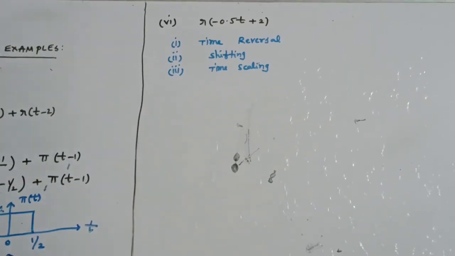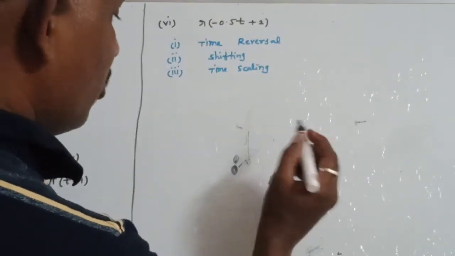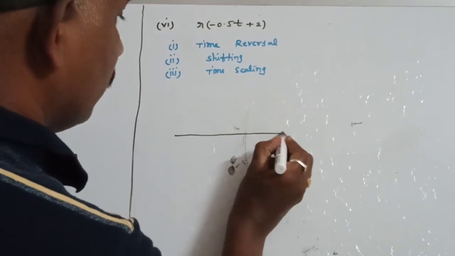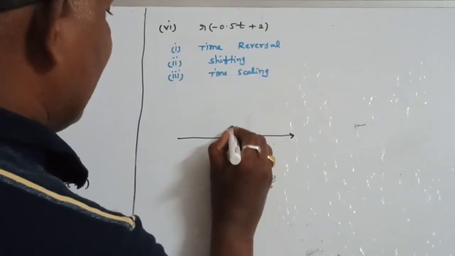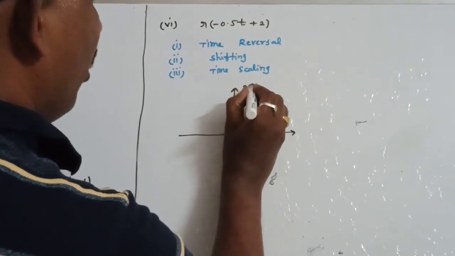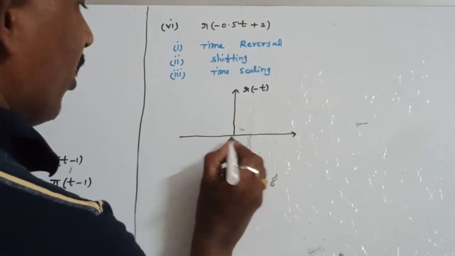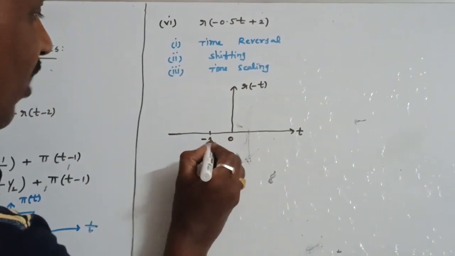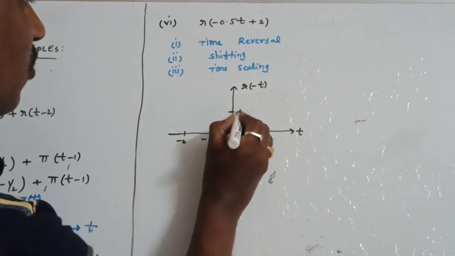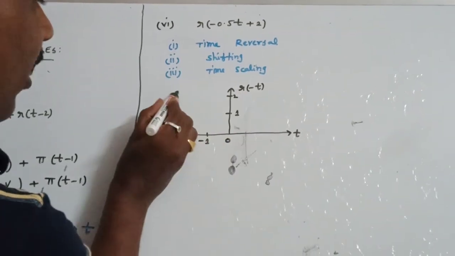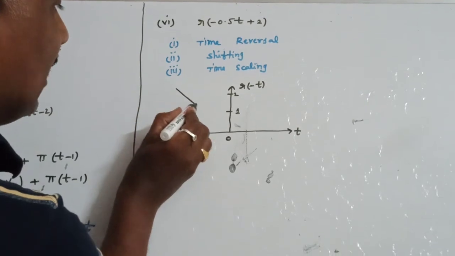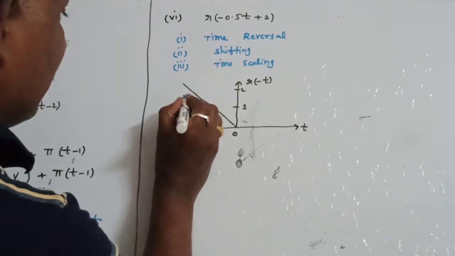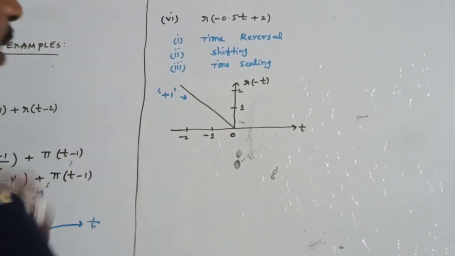First we have to draw R of -t. R of -t is a time reversed ramp, as I have drawn in the first lectures, where I showed how to draw R of -t. This is -1, -2, the amplitude is 1, the amplitude is 2. Draw a line like this. This is R of -t with a slope of plus 1.